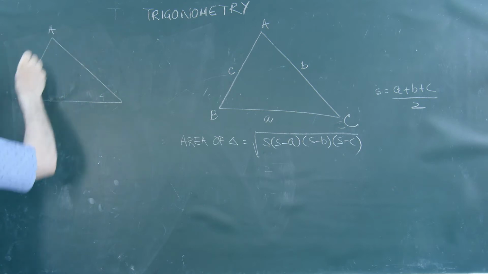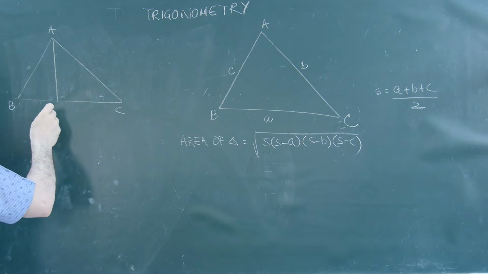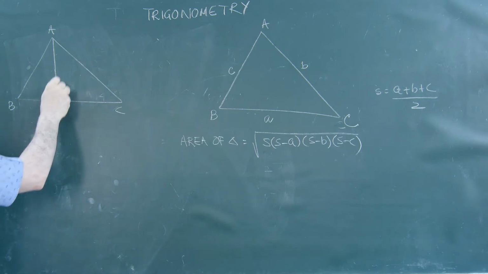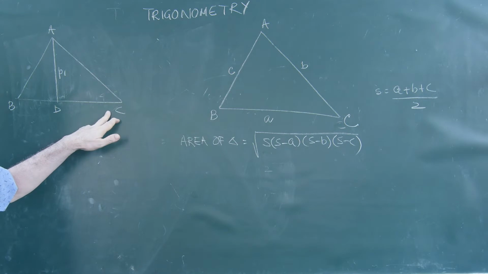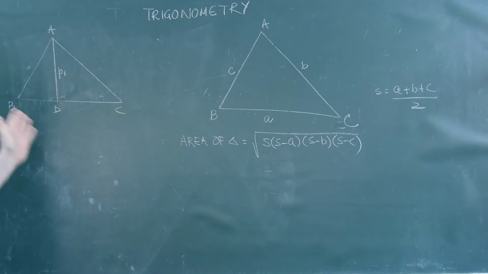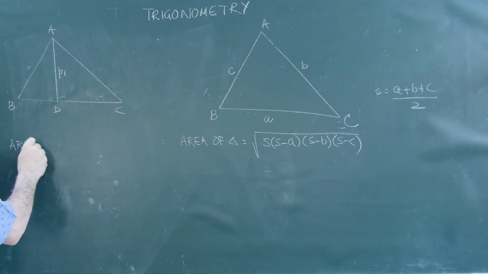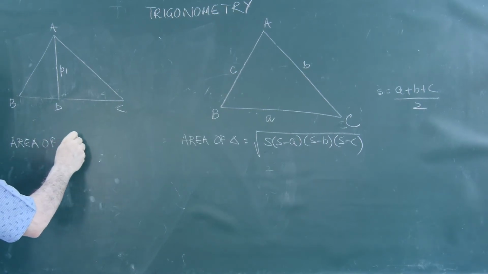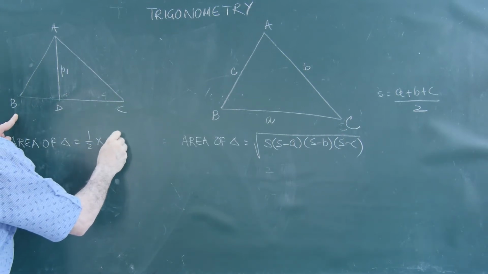Otherwise, suppose this is the triangle ABC, and I drop a perpendicular from A, suppose this is P1. P1 is the length of the perpendicular dropped from vertex A to side BC. Then we say area of triangle is half base into height. Half base is BC, height is P1.